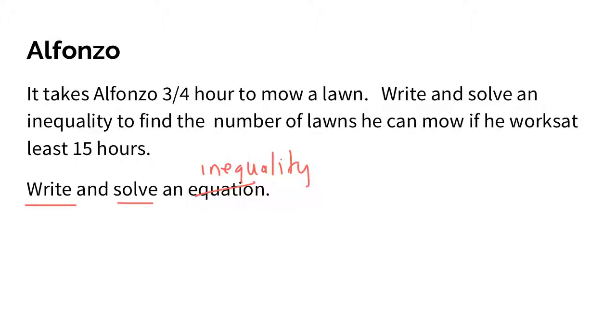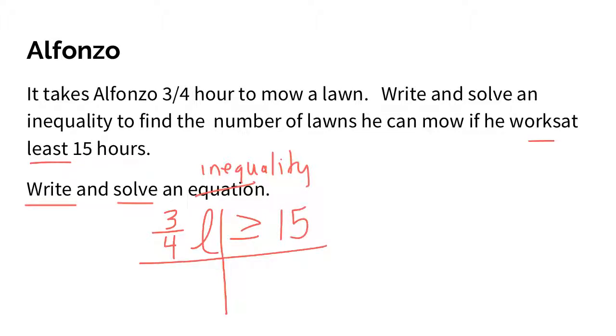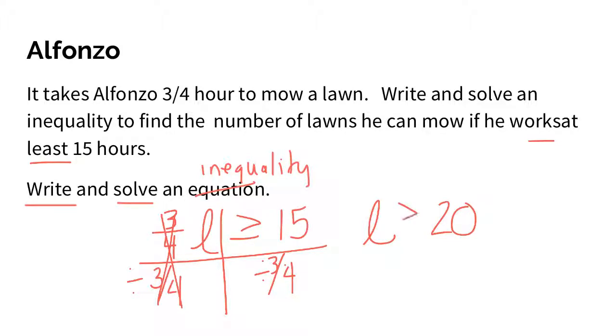All right, so it's going to take Alfonso 3/4 of an hour for every lawn, and he wants that to be at least 15 hours. So if I look at my chart, at least is greater than or equal to 15 hours. To solve this, I would divide both sides by 3/4. That leaves the lawns on one side and 20 on the other. So if he wants to work at least 15 hours, he is going to mow more than or equal to 20 lawns.